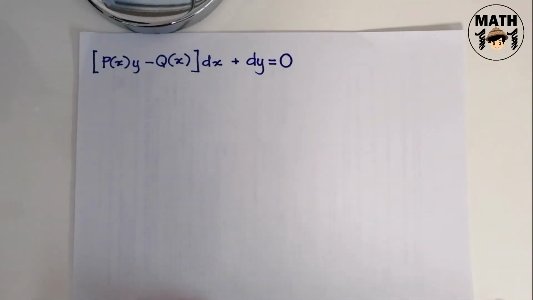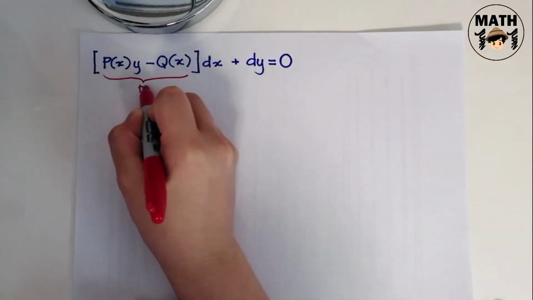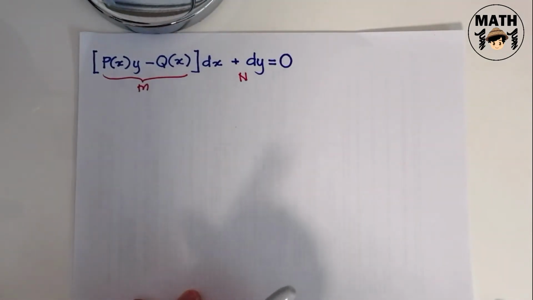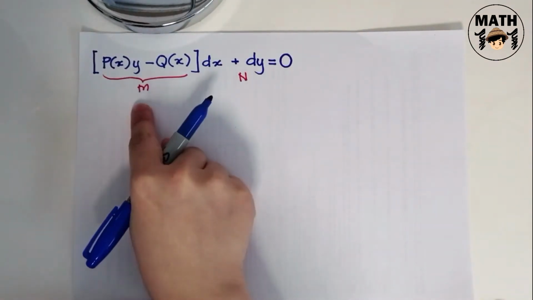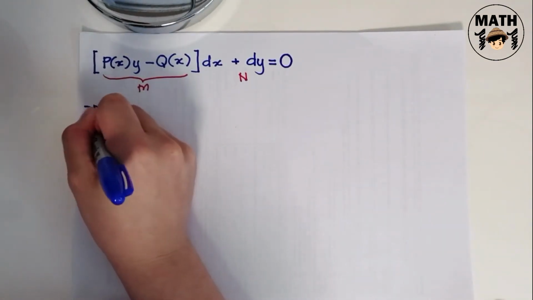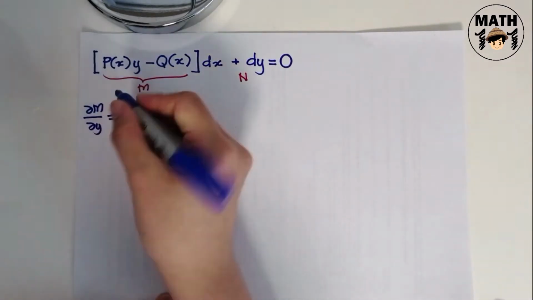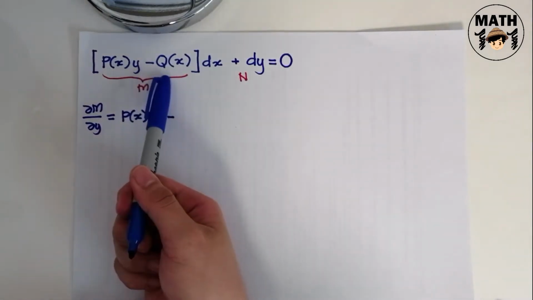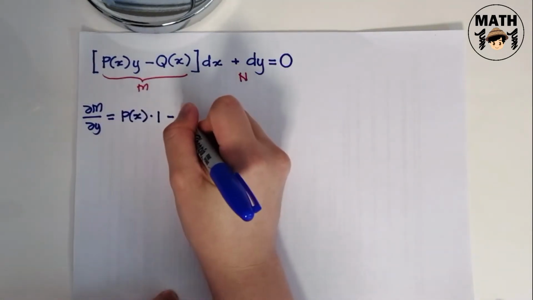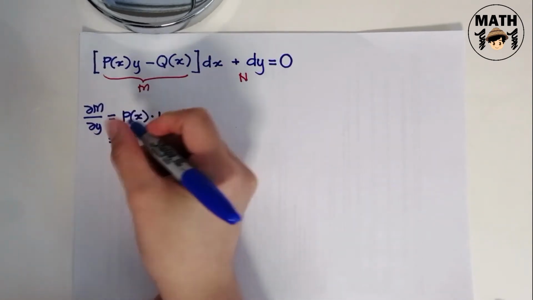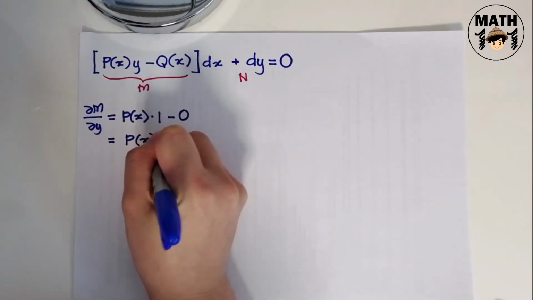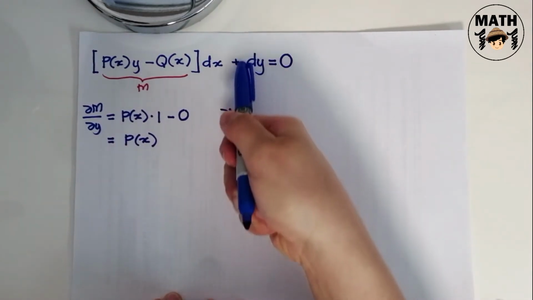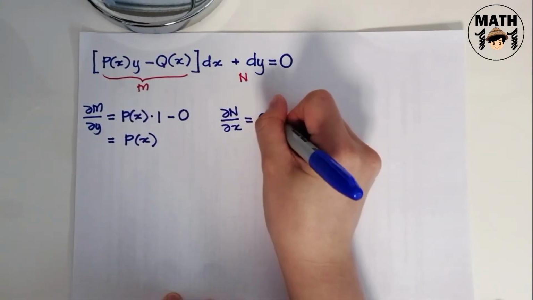Continuing from our previous equation, we have written this in the form na M dx plus N dy equals 0. Check natin kung yung equation ba na to ay exact. Taking the partial derivative of M with respect to y, p as a function of x is taken as constant, then derivative of y is 1, minus q of x is taken as a constant, kaya ang derivative niya with respect kay y ay 0. Simplifying this, we'll get p as a function of x. Then taking the partial derivative of N with respect to x, N is equal to 1. Derivative with respect to x, that is 0.